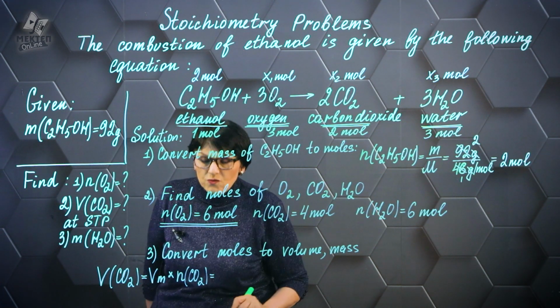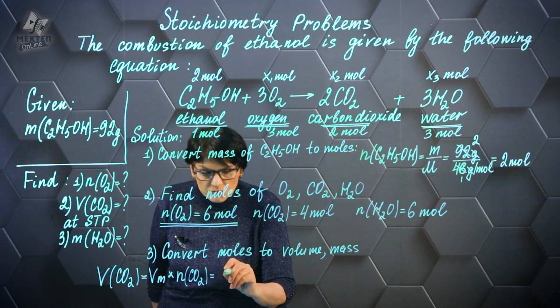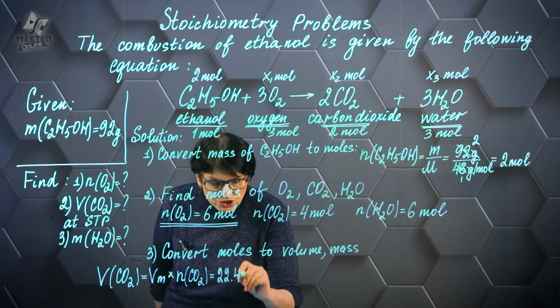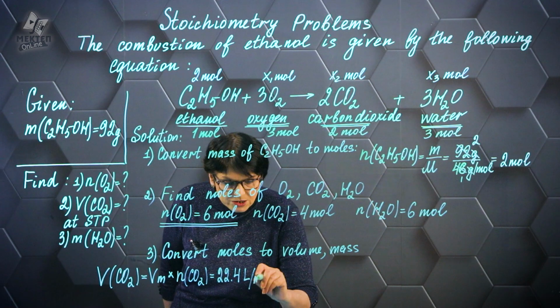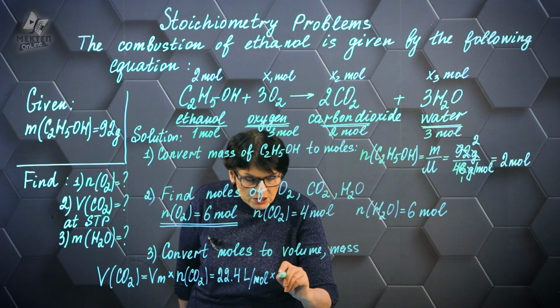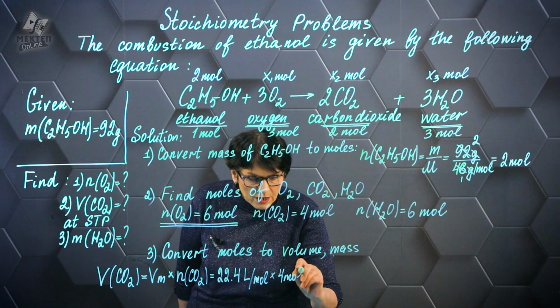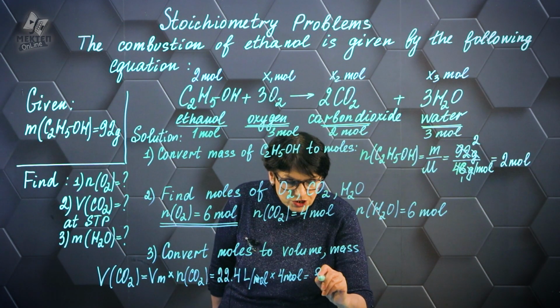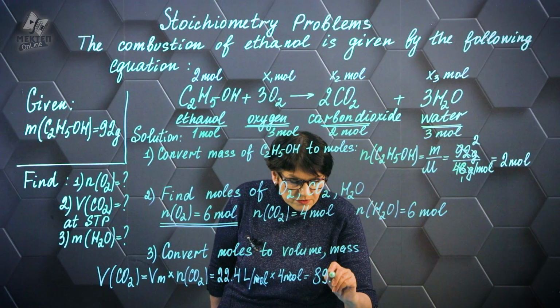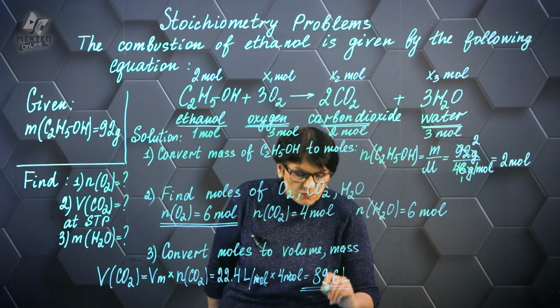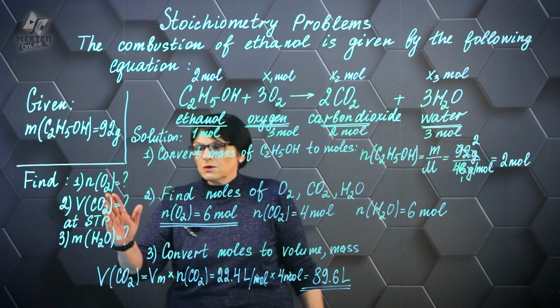Okay, let's do the substitution. The molar volume under normal conditions for all gases is 22.4 liters per mole, multiplied by 4 moles. Accordingly, mole and mole are reduced, and we get 89.6 liters. Our answer for CO2 is found. Here we have found the answer we needed for carbon dioxide.